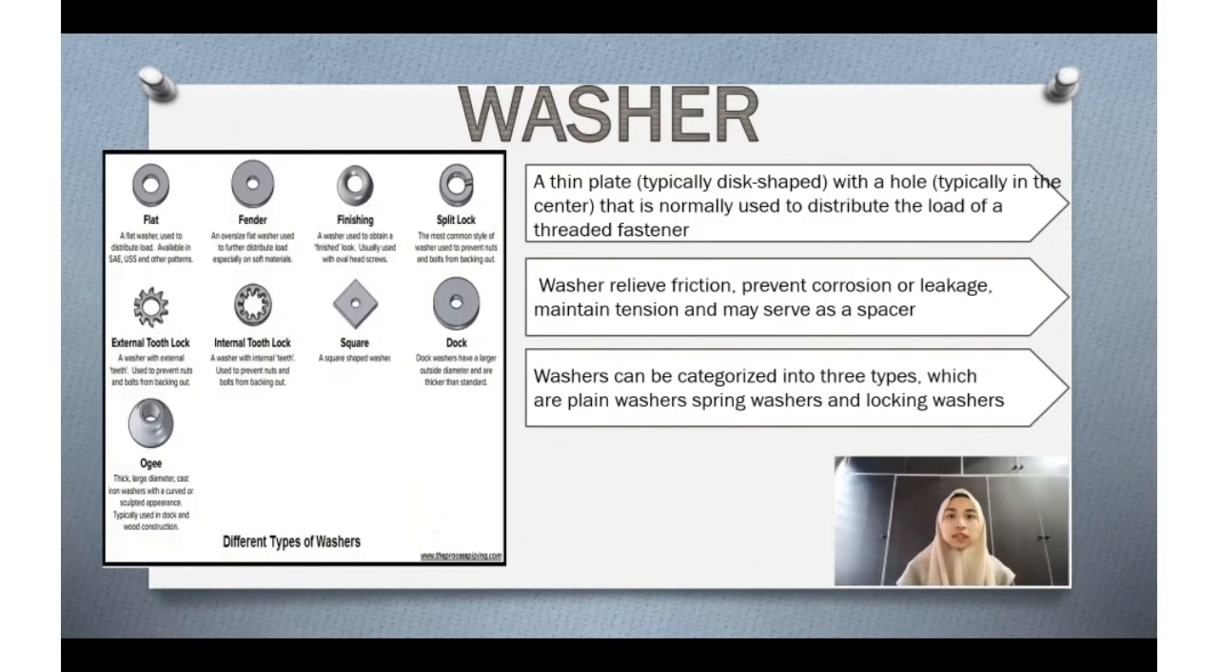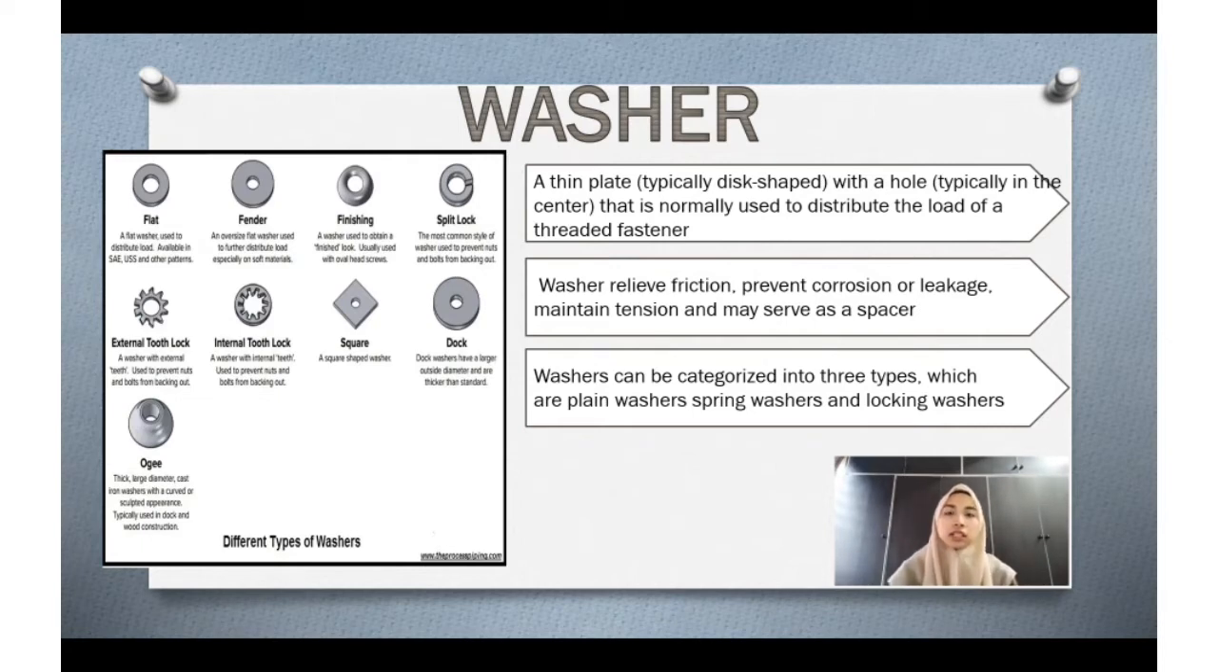Next, for washer. A washer is a thin plate, typically round in shape, with a hole in the center that is normally used to distribute the load of a threaded fastener. Washers relieve friction, prevent corrosion or leakage, maintain tension, and may serve as a spacer. Washers can be categorized into three types, which are plain washer, spring washer, and locking washer.